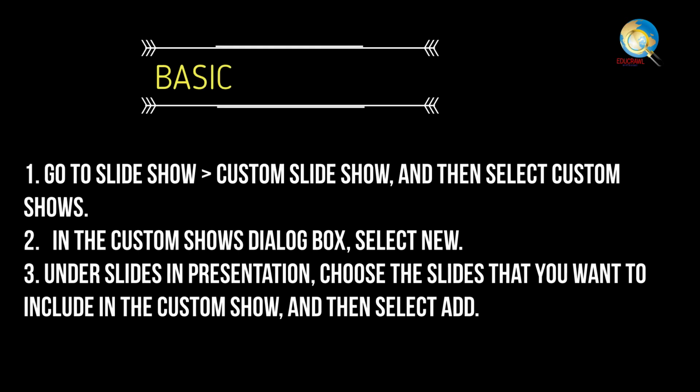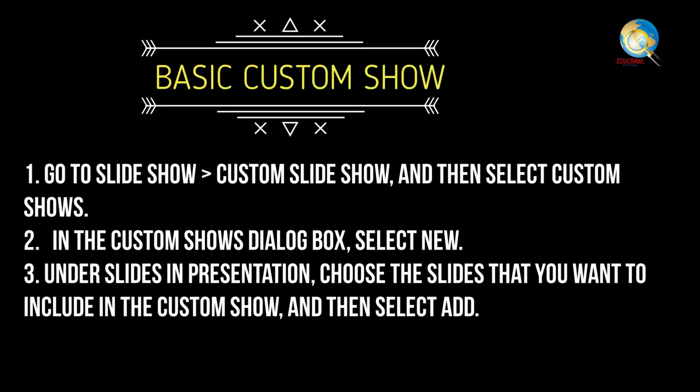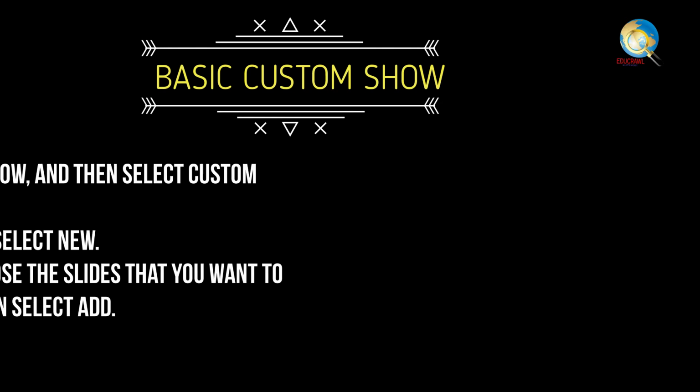Basic custom show. The steps to be followed. Go to slideshow, custom slideshow, and then select custom shows. In the custom shows dialog box, select new. Under slides in presentation, choose the slides that you want to include in custom show and then select add.